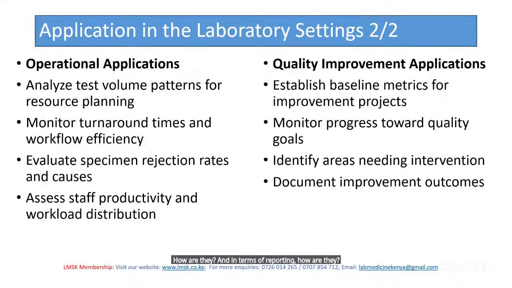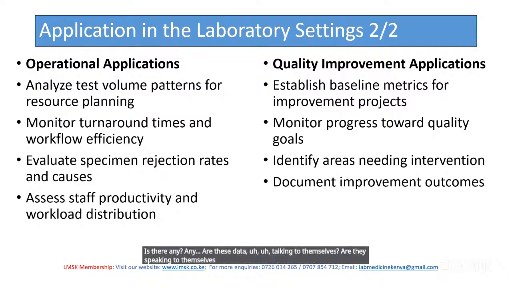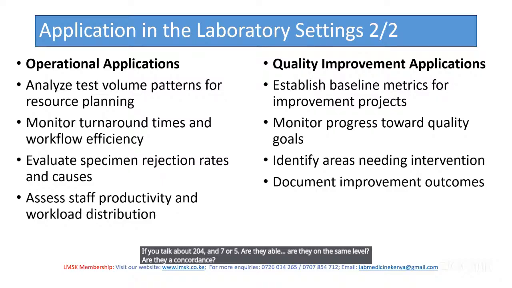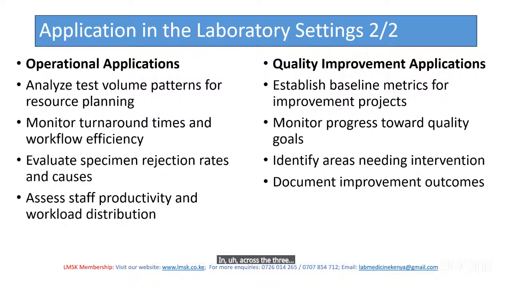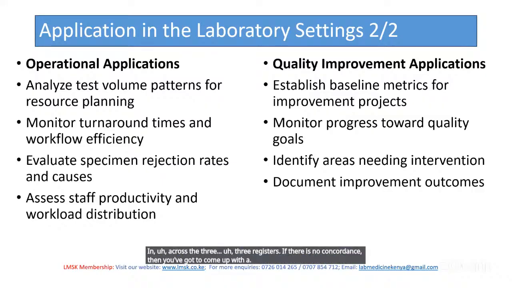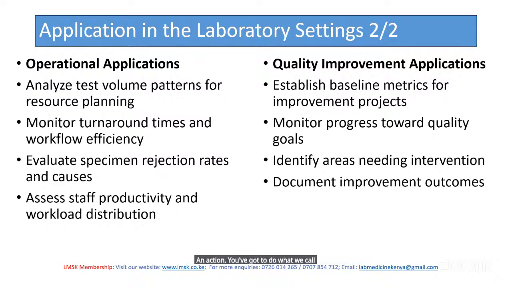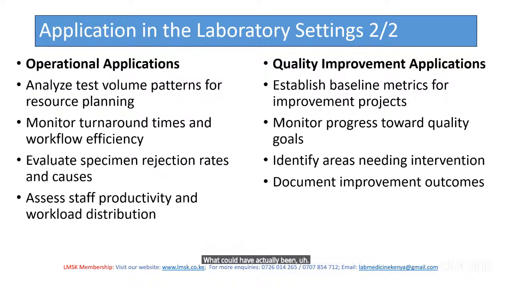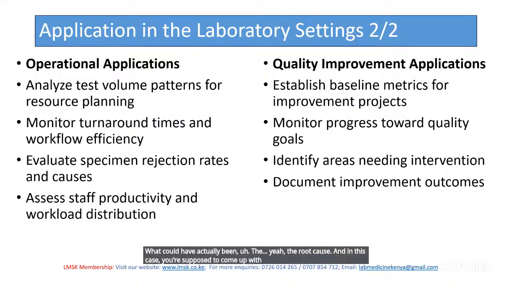Are these data talking to themselves? Like if you talk about 204 and 705, are they on the same level? Is there concordance across the three registers? If there is no concordance, then you've got to come up with an action. You've got to do what we call a data quality assessment, so that you fish out what could have actually been the root cause.